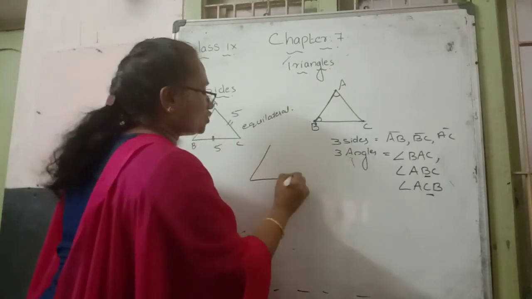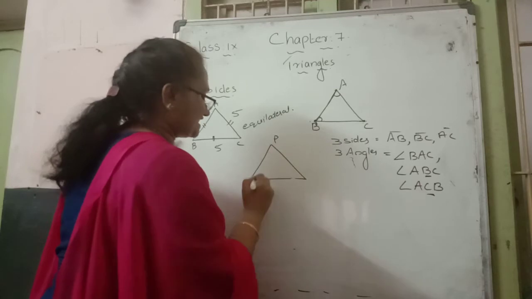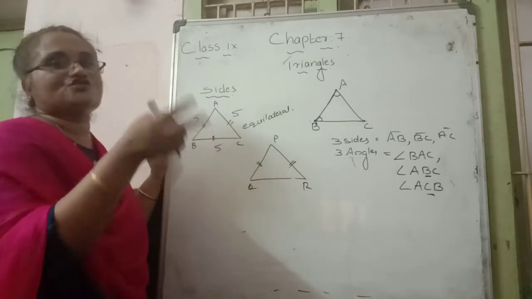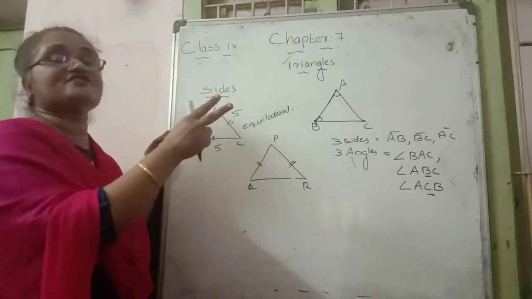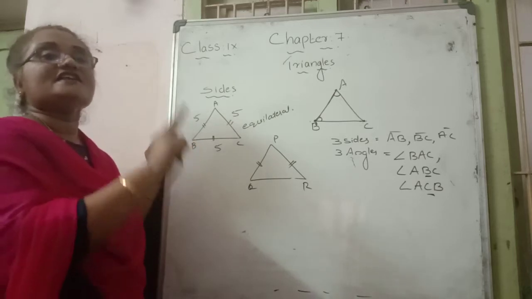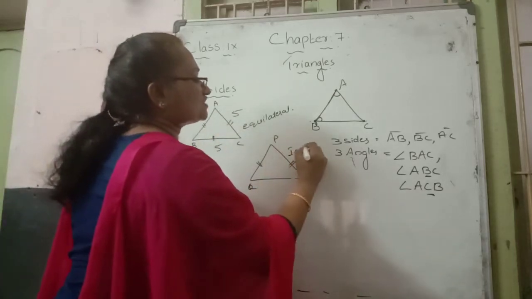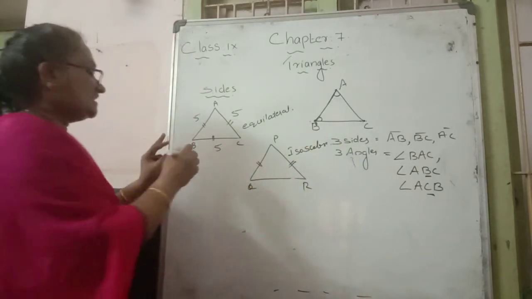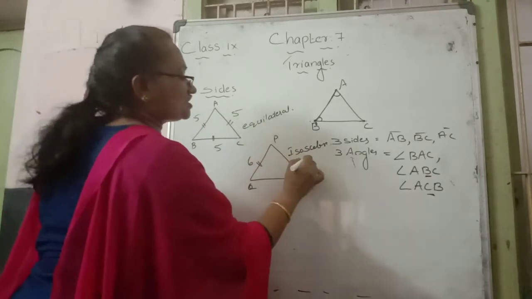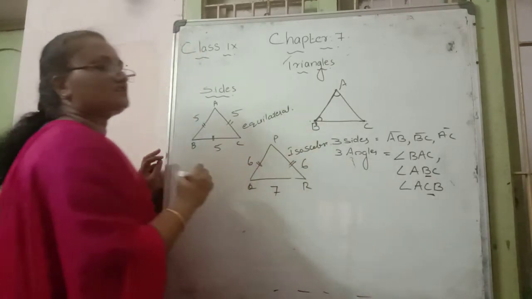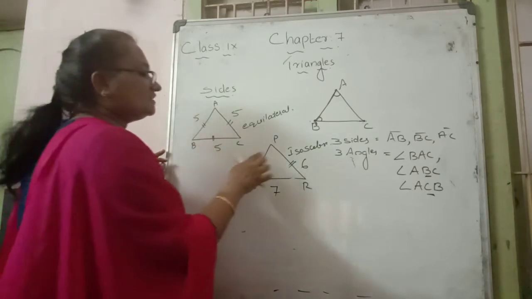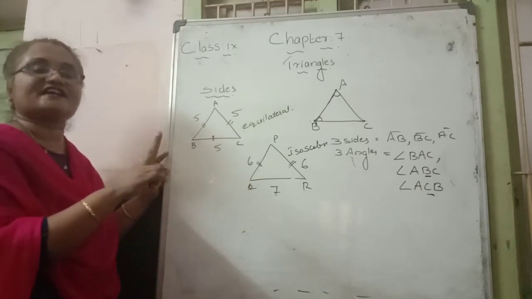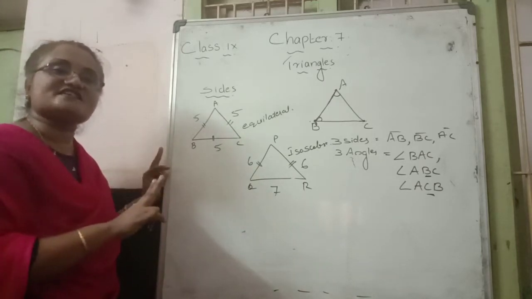Then next, two sides are equal. Here I mark the triangle PQR. Any two sides of the triangle are equal. Such a type of triangle we call an isosceles triangle. For example, here 6 centimeter, here also 6, and here 7 centimeter. In this type of triangle, two sides are equal, and we call it an isosceles triangle.